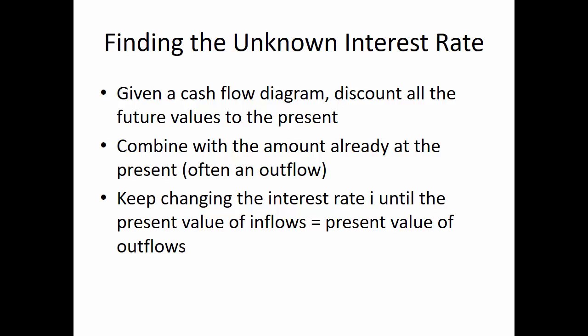So here is the method that I'm going to demonstrate in just a moment. You'll have a cash flow diagram that's given, or maybe a word statement, like text, from which you could prepare a cash flow diagram. So you discount all of the future values to the present, and then you combine it with any amount that's already at the present. Oftentimes that's an outflow because you'll be buying something in the present in order to get additional revenues in the future. And then we will iterate, so change the interest rate over and over until there's equilibrium between the present value of the inflows and the present value of the outflows.